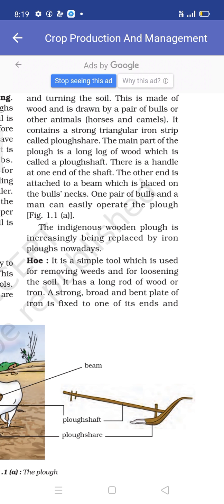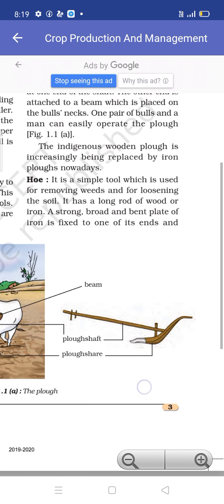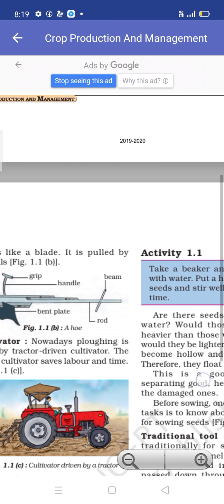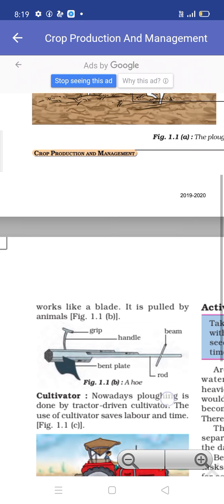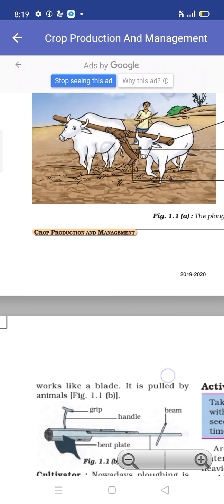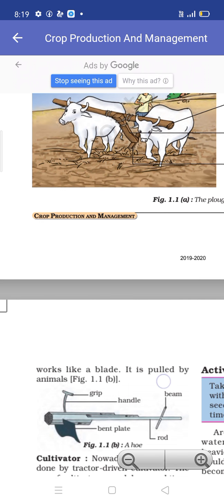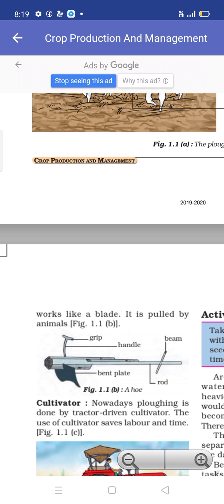And what is the hoe? We will know about the hoe. A hoe is a simple tool used for removing weeds and for loosening the soil. It is a long rod of wood or iron. We will see in this image that this is a hoe.